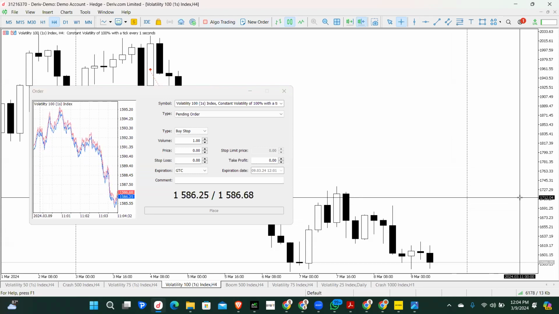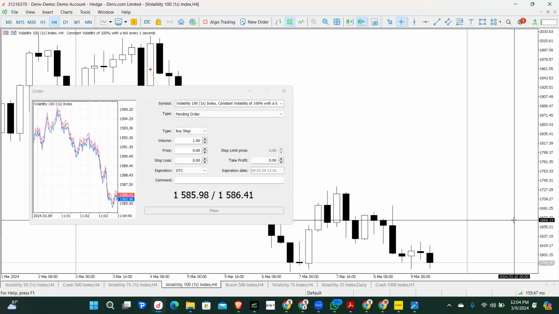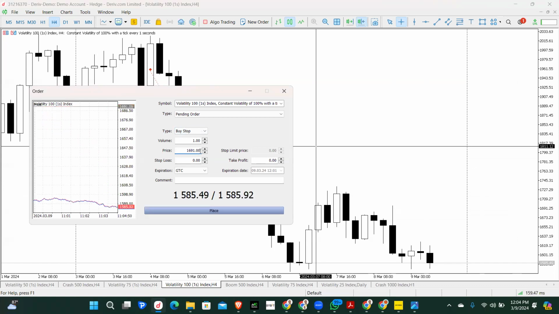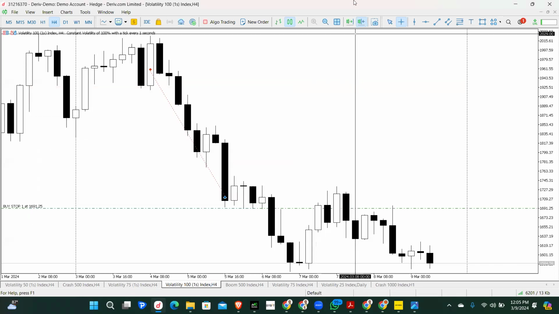The type of pending order you are going to use is also dependent on your analysis. So let's say I want to buy at 1.691.25. We will explain stop loss and take profit later. If I do this, it's going to execute the order, and you are going to see buy stop.